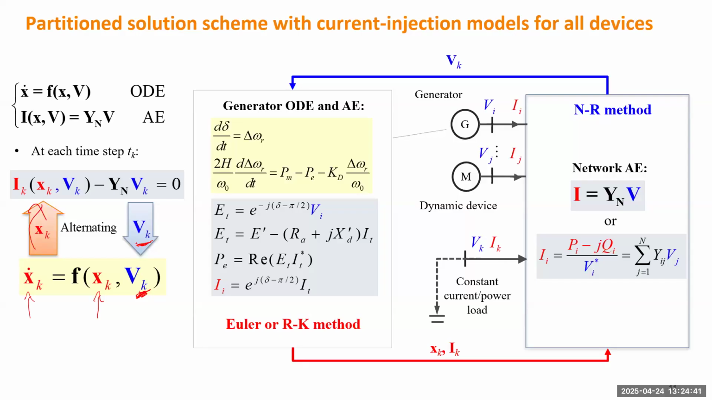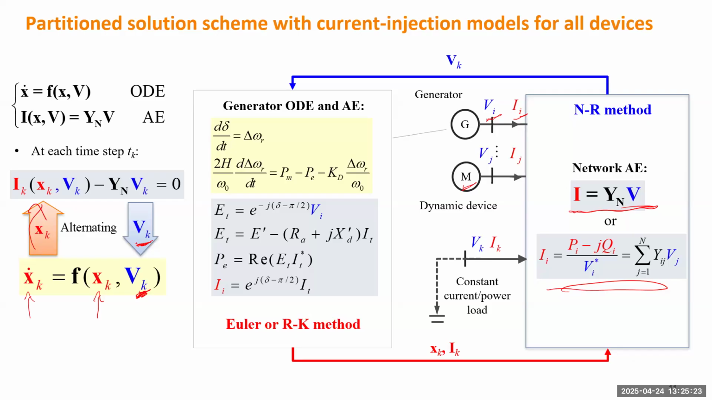Okay, I'll give you a very simple example. Say we take a classic model for the generator, and we simulate a power system with some generators, and there may be some other dynamic device like this motor. The motor will have another set of differential equations. At each bus, we have the bus voltage and also the current injection into the network. The network is modeled by either this linear equation or this nonlinear equation. Either one is fine to solve the power flow.